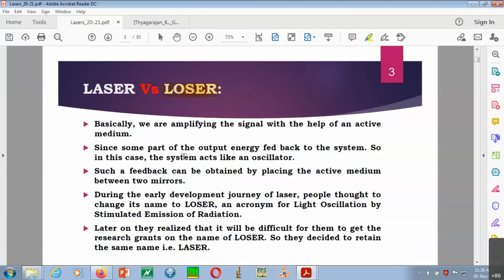Now, how to obtain this feedback system? For this you require an active medium. All these components, oscillator, active medium, we are going to cover in detail, but here I am going to describe the difference between laser and loser. Fine. So what happens is, when they were developing this technology, this journey of laser, people thought to change the name and keep it as loser, because the actual process is oscillation. So if you go for that, then it is LOSER. But what happened in that case?